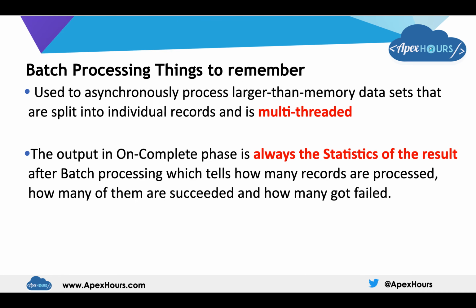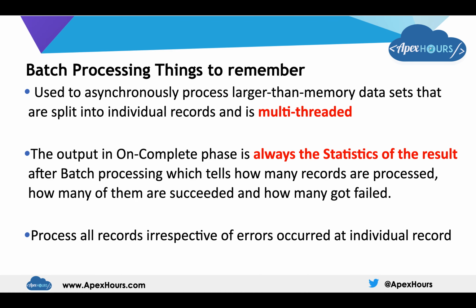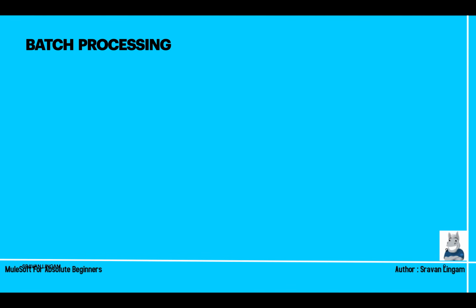And this is really important from a certification point of view. The output in the on-complete phase is always the statistics of the result after batch processing. It will not give any payload value or something like that. It will give only statistics. Suppose you have 10 records, it will tell you, okay, 5 records are successful, or 5 records failed, something like that. It will process all the records irrespective of errors that occurred at an individual record. This is also very important.